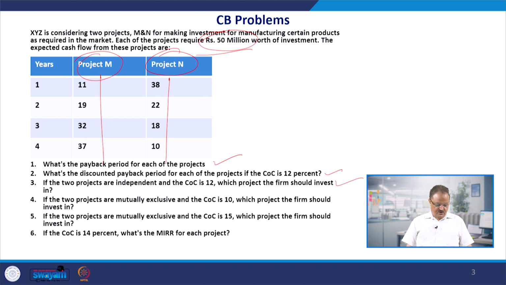And the last question is about calculating the MIRR, that is the modified internal rate of return. So we are not calculating the simple internal rate of return, but we are learning about calculating the modified internal rate of return. And on the basis of these 5 questions, we will have to finally conclude whether the project can be undertaken or not, on the basis of the payback period, the discounted payback period, the NPV when the projects are independent, the NPV when the projects are mutually exclusive, and the modified internal rate of return.